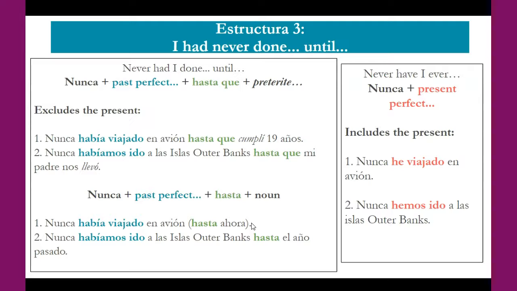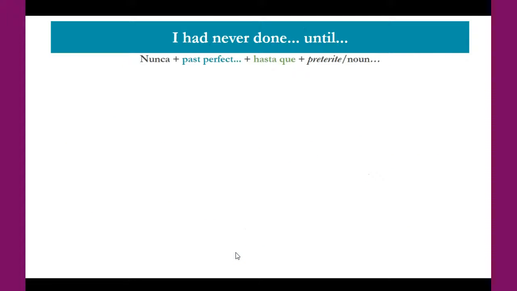And then, nunca habíamos ido a las Islas Outer Banks hasta el año pasado. We had never gone to the Outer Bank Islands until last year, right? So you're saying when that happened. Hasta el año pasado. In a noun. We're gonna do a couple of examples with this. I just want you to see this in the timeline too.